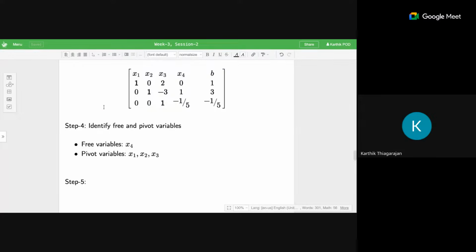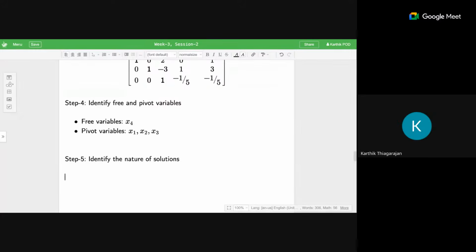Finite or infinite here? Finite, I think. Okay, what about x4? Can't x4 take any value? Yes, it can take any value. Okay, I'll maybe add this as a step.